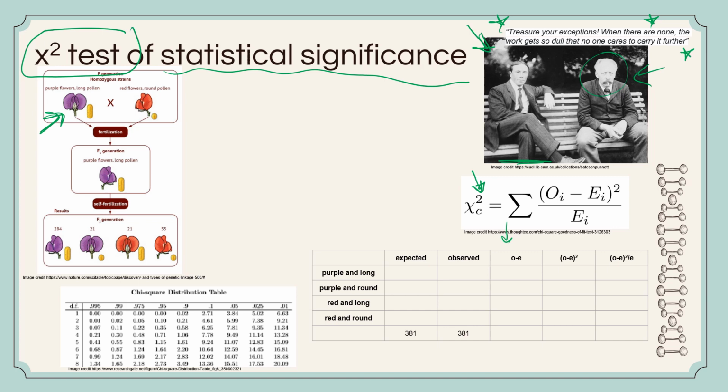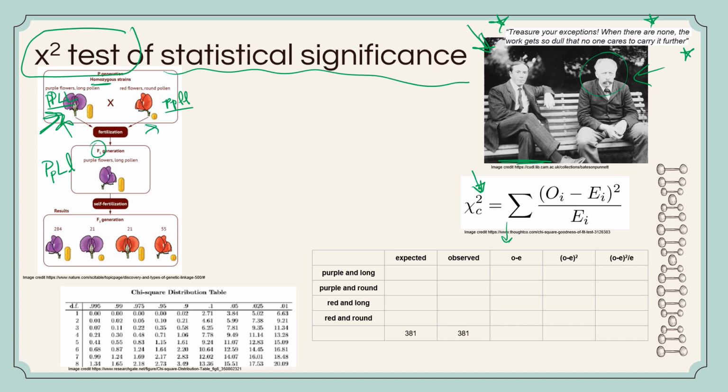So what they did was they took some homozygous parents. Purple is dominant to red and long is dominant to round. Both of the parents were homozygous for both traits. So we had big P, big P, little l, little l and little p, little p, big L, big L. And then we cross those guys. Of course, that first generation, the F1 first filial generation, is going to be big P little p, big L little l, because that's what you're going to get from the parents.